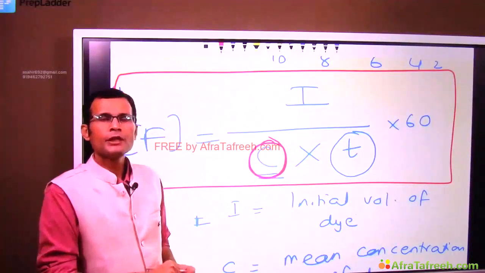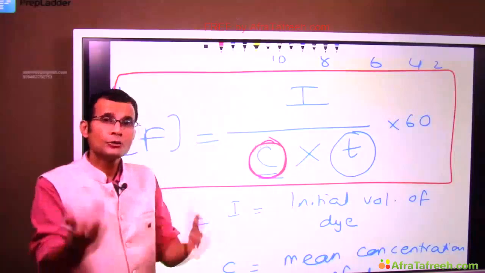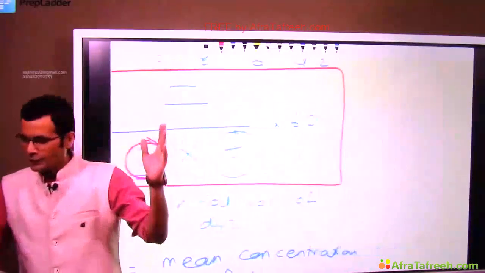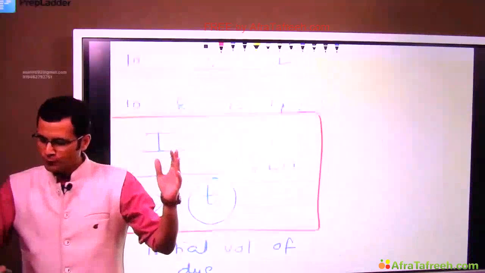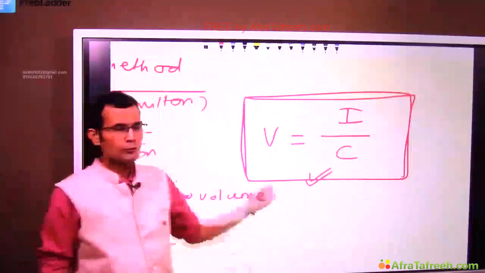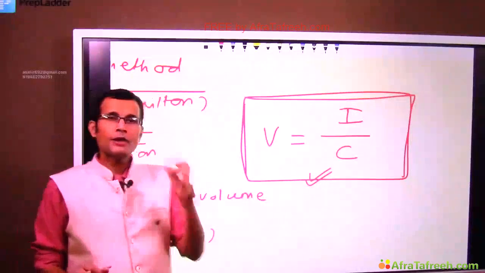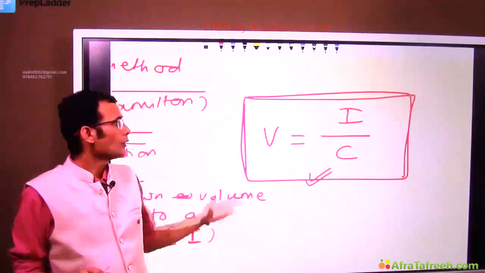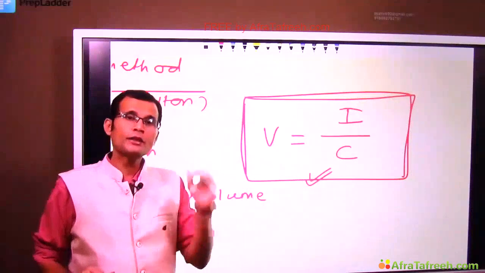Okay, now I asked you the question, before that, yeah. What about the ECF volume? V is equal to I upon C. That was for ECF volume. If the dye leaks out of the capillaries, how will it influence the measurement of the ECF volume?